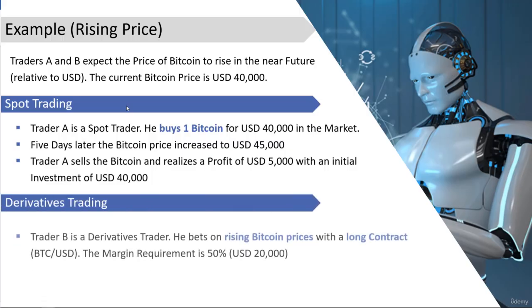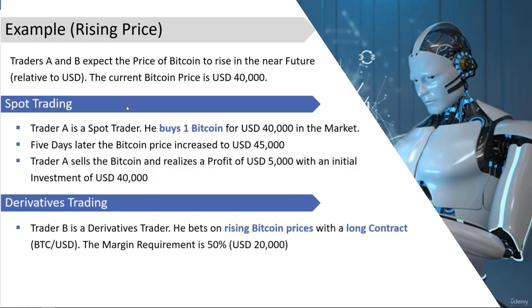Trader B is a derivatives trader, and he also bets on rising Bitcoin prices with a long contract in the Bitcoin worth 1 Bitcoin. If a trader expects rising Bitcoin prices, then he should go long the Bitcoin. And if he expects falling prices, then he should take a short contract, so long and short.